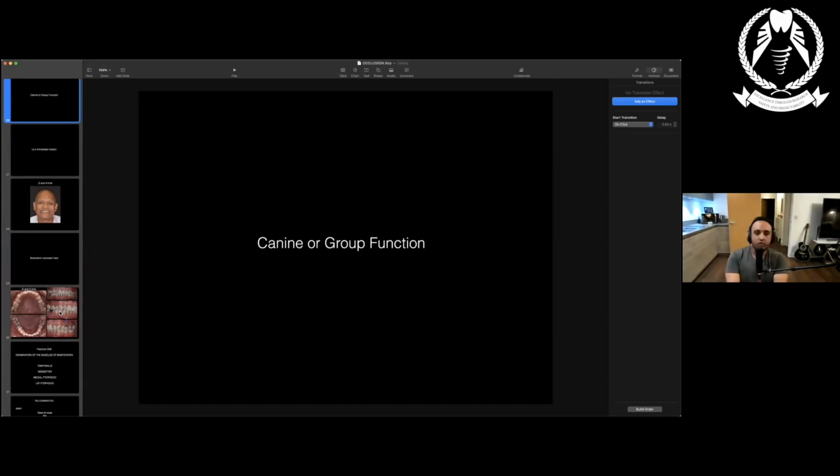It depends on if you're doing a full arch on implants, it's balanced articulation. That means effectively like a group function. It's canine guidance if your patients are canine guidable, right? And if you think it's advantageous to change them, you can try. Composite's a great material to try things out because you can bond it, you can make things into canine guidance and see if they adapt. Another useful thing I want to talk about is the dial mechanism.